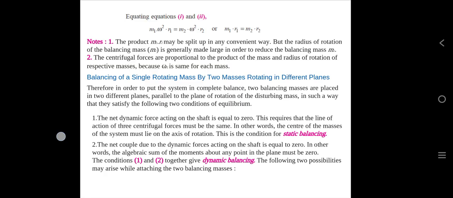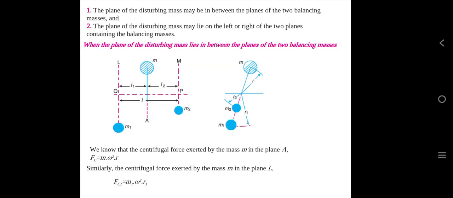The net couple due to the dynamic force acting on the shaft is equal to 0. In other words, the algebraic sum of the moments about any point in the plane must be 0. Conditions 1 and 2 together give dynamic balancing. The following two possibilities may arise while attaching the two balancing masses. The plane of the disturbing mass may lie on the left or right of the two planes containing the balancing masses, or the plane of the disturbing mass may lie in between the planes of the two balancing masses.